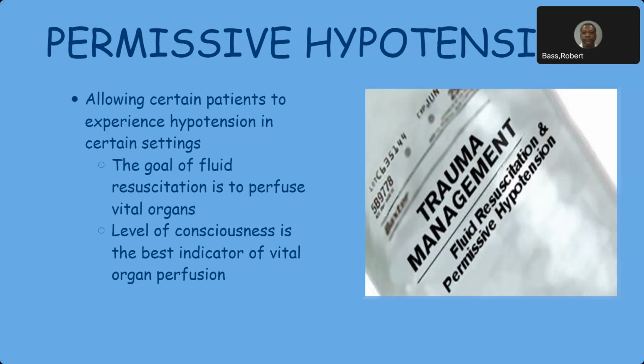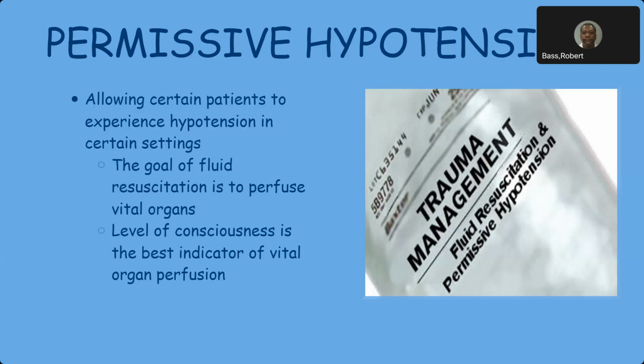Once again, your number one indicator when it comes to perfusion is going to be that patient's level of consciousness. You're going to see the changes when it comes to their mental status. From awake and alert, you're going to see anxiety, you're going to see confusion, and then also combativeness. This is all going to be indicators of poor perfusion.